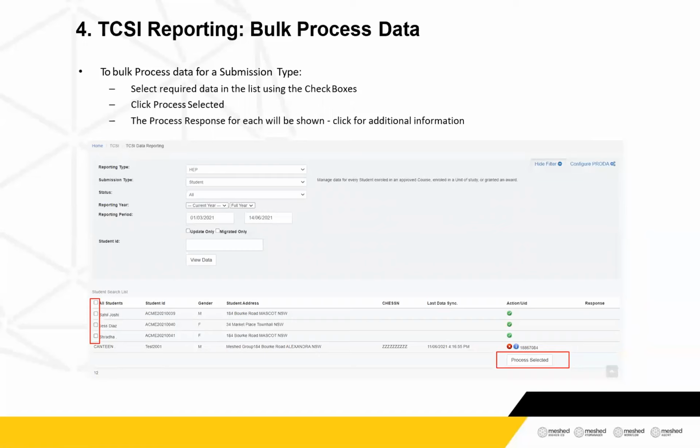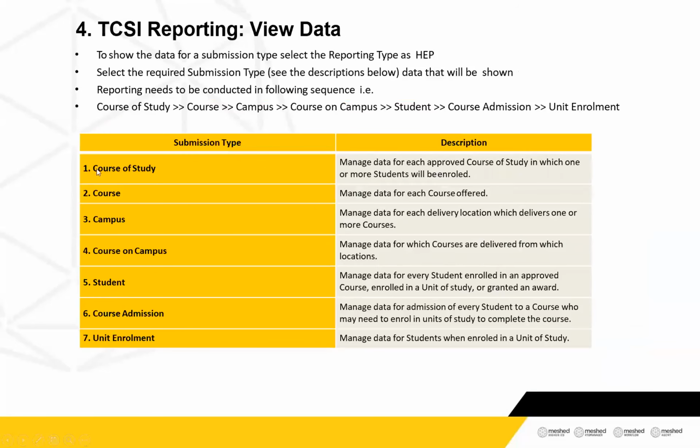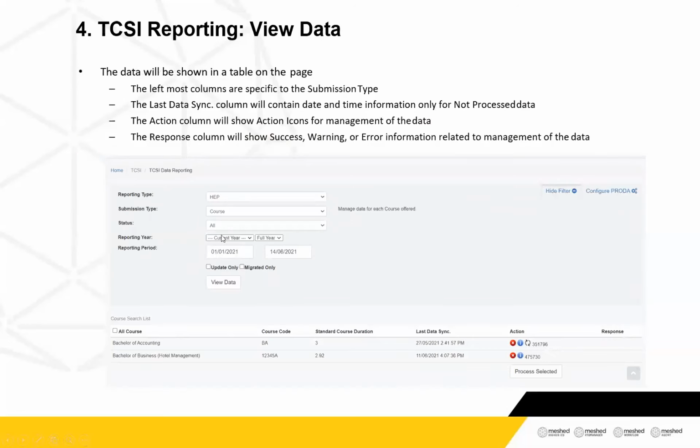So that is how you're going to follow the process to do your TCSI reporting. The important points are that you have to follow the sequence. First you have to report course of study, course, campus, course on campus. Then you have to maintain proper filter values to get your actual data reported. And then each and every icon under the action icon you can use to report, delete or sync updates for that reported data.